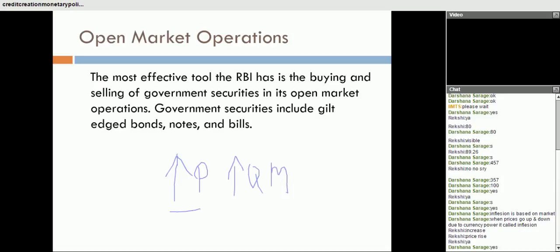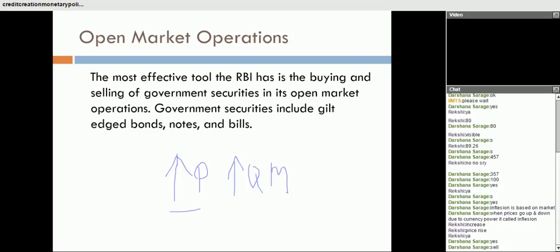So, if the government has to check inflation, it will ask the RBI to sell its securities. When the bank starts issuing its securities in the market, government security is a very secured means of investment. So a lot of people will like to invest in them. People will invest their money in that. So what will happen? The liquid money, the cash which people were having in their hand, will now flow from them to the bank. And the bank can then use it effectively.